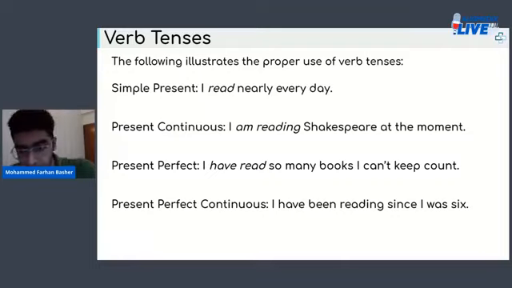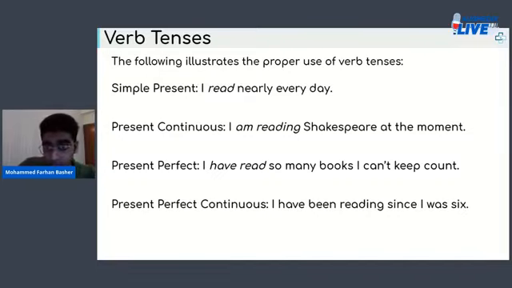I'll repeat this again for you. Such as, for example, you can see here, I've read so many books I can't keep count. So in this case, what do you exactly mean? You mean that you read books, of course, and you have read many books. Now, you are not reading books at the moment.